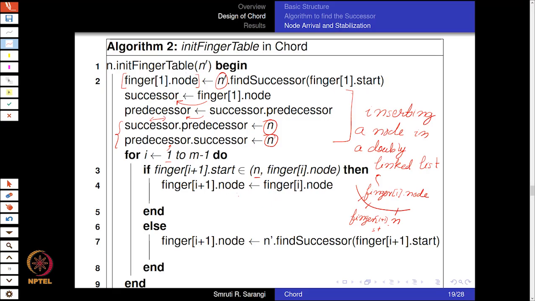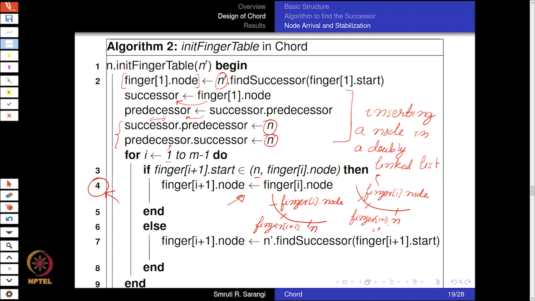Alright, so this should be obvious. If this is not obvious, it means that the way these fingers and finger nodes are created is not clear to you. If you are not able to understand the logic behind line number 4, let me draw it again to make it slightly clearer. So this is finger i dot node. As I said, if this is not clear to you, kindly don't proceed. At this point, it should be absolutely clear why I am doing what I am doing.